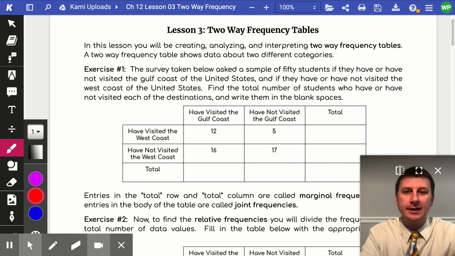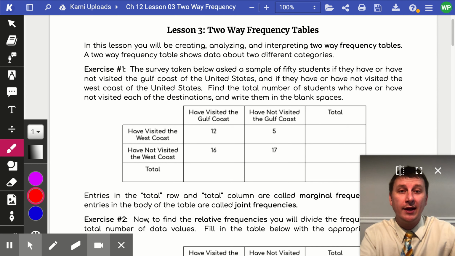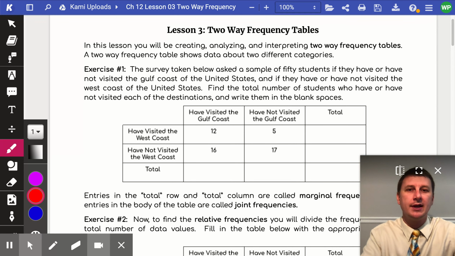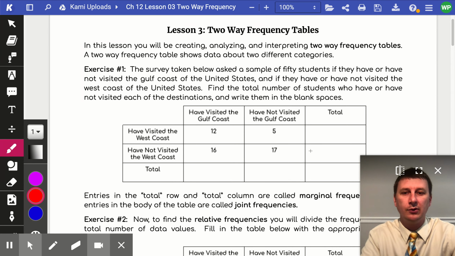Now, in this lesson, we are going to be looking at two-way frequency tables as we continue on our journey through statistics. In this lesson, you will be creating, analyzing, and interpreting two-way frequency tables. A two-way frequency table shows data about two different categories. So we look at two different categories and see if there's any relation between the two categories.